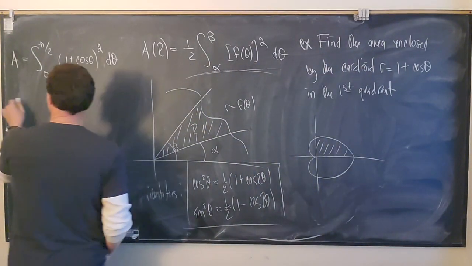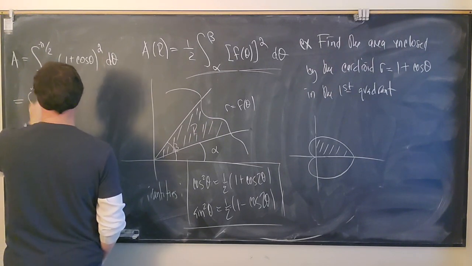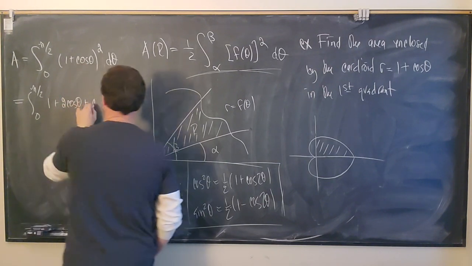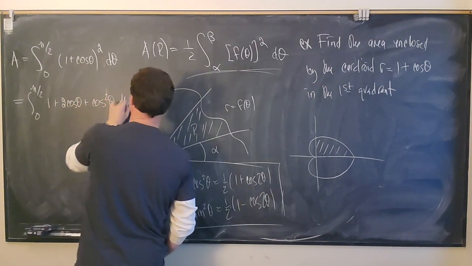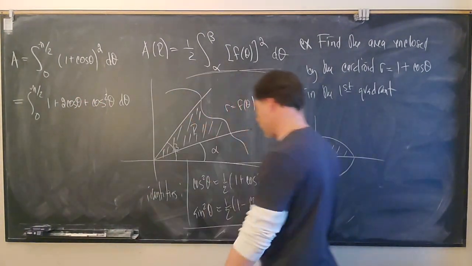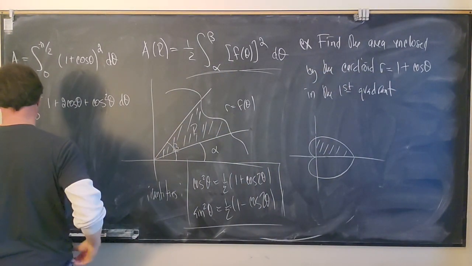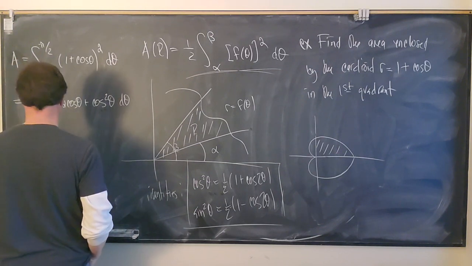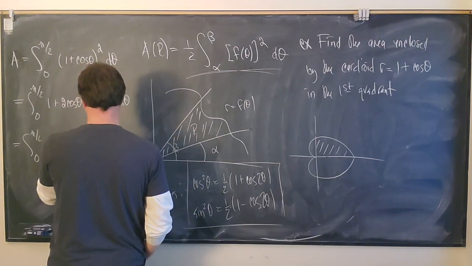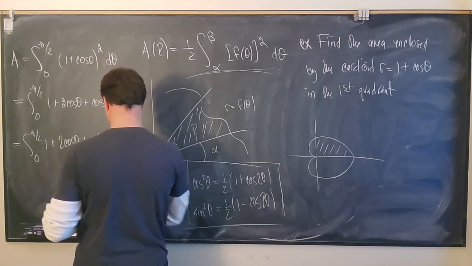So I'm going to carry this one out here. This is the integral from 0 to pi over 2 of 1 plus 2 cosine theta plus cosine squared theta d theta, so I just FOILed this part out. Now I've got a cosine squared, so I'm going to apply this identity right here. So that'll be the integral from 0 to pi over 2 of 1 plus 2 cosine theta plus 1/2 times 1 plus cosine 2 theta d theta.